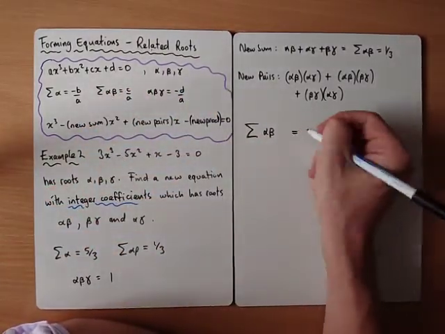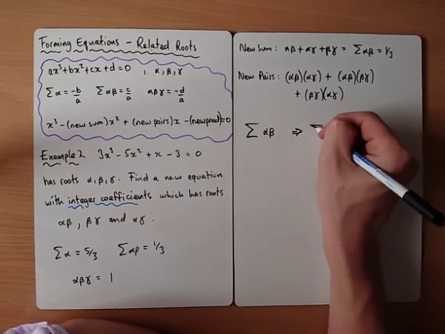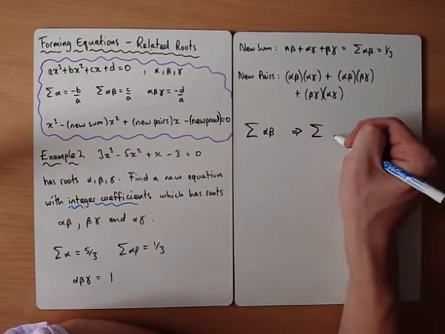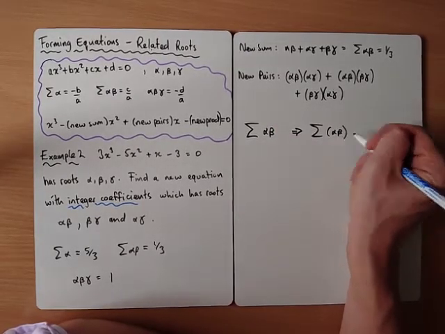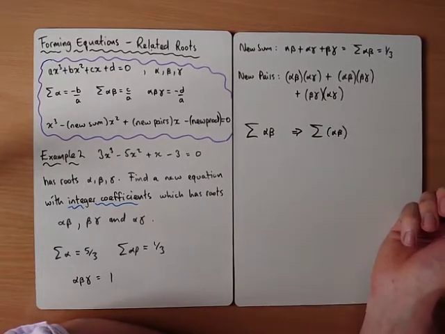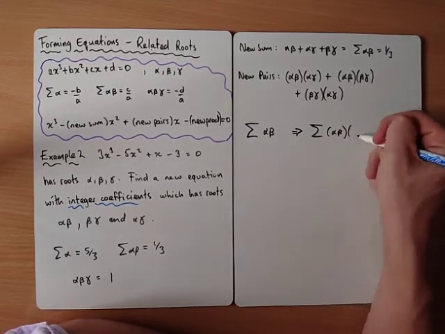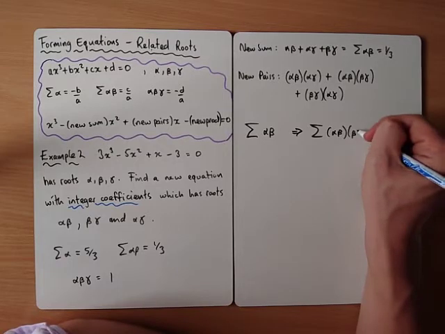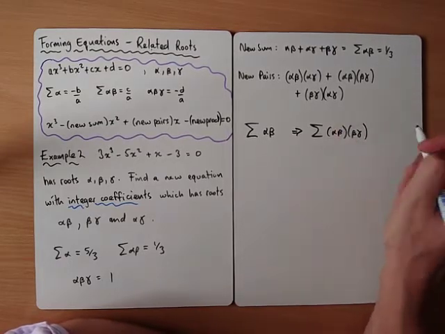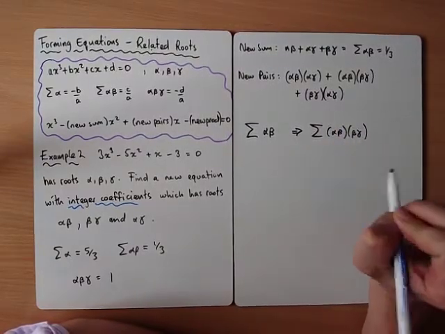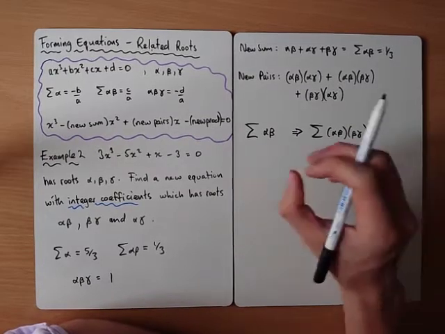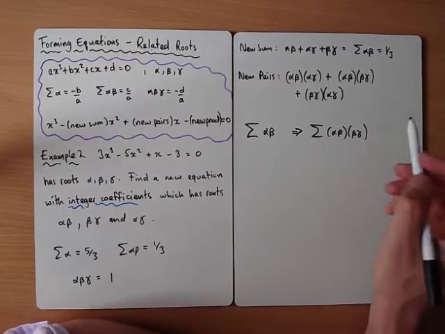Now for this question, you could write that as the sum of one of our roots, which is alpha, beta, multiplied by another root. Let's use beta, gamma. You can use any combination in here. The same principle will apply. It doesn't matter which one we're calling which.